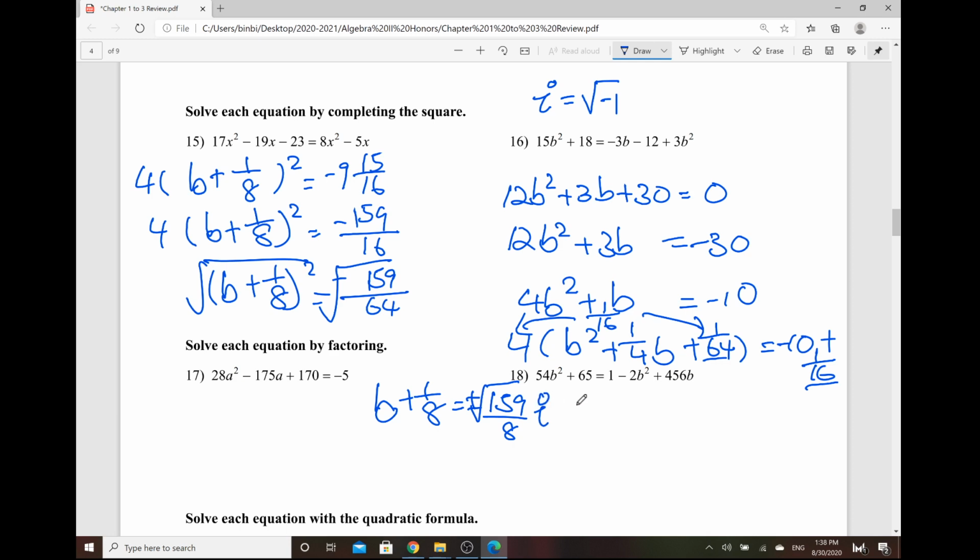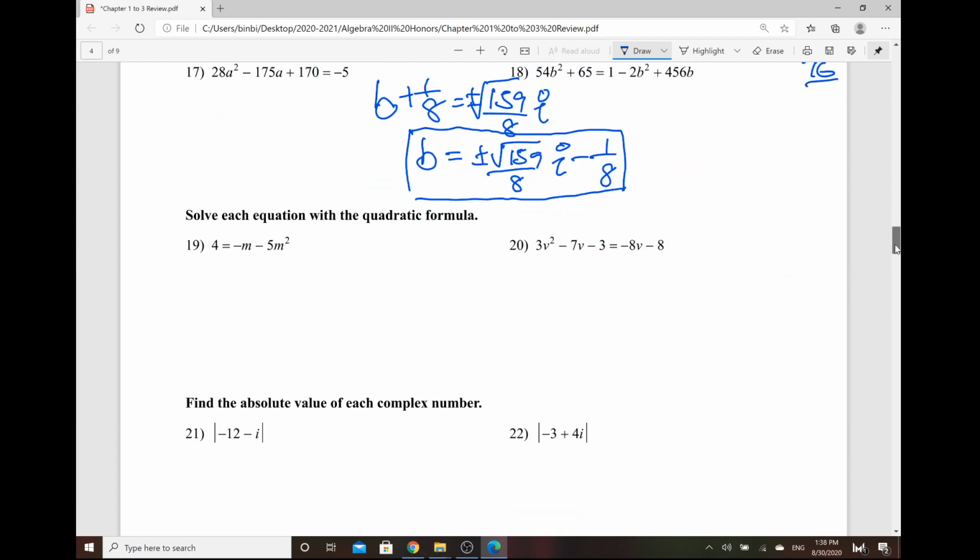i. And now this one you cannot really combine the imaginary number with the real number. So what you can do is simply rewrite that: plus minus root 159 over 8 i, outside the radical, and then minus 1/8. And that would be the final solutions, the final solution set. Again, this one involves positive and negative. So now let's check this one. What number is that? 16. It's very complicated.